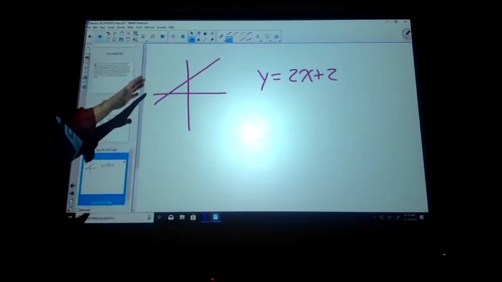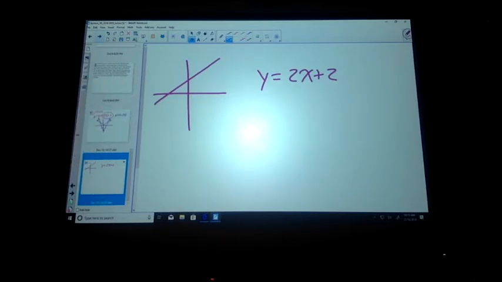I'm serious. If you don't know how to do that, I go back to Algebra 1 and punch your Algebra 1 teacher in the face. Unless you had me, don't punch me in the face.